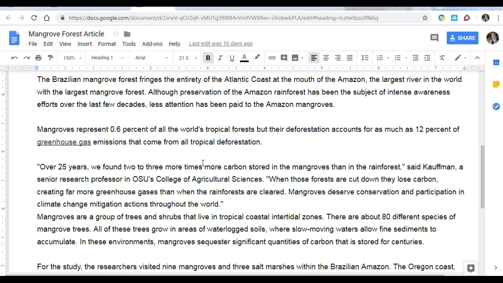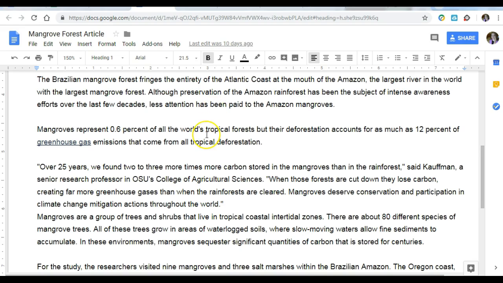Over 25 years, we found 2 to 3 times more carbon stored in the mangroves than in the rainforest, said Kauffman, a senior research professor at OSU's College of Agricultural Sciences. When those forests are cut down, they lose carbon, creating far more greenhouse gases than when the rainforests are cleared. Mangroves deserve conservation and participation in climate change mitigation actions throughout the world.